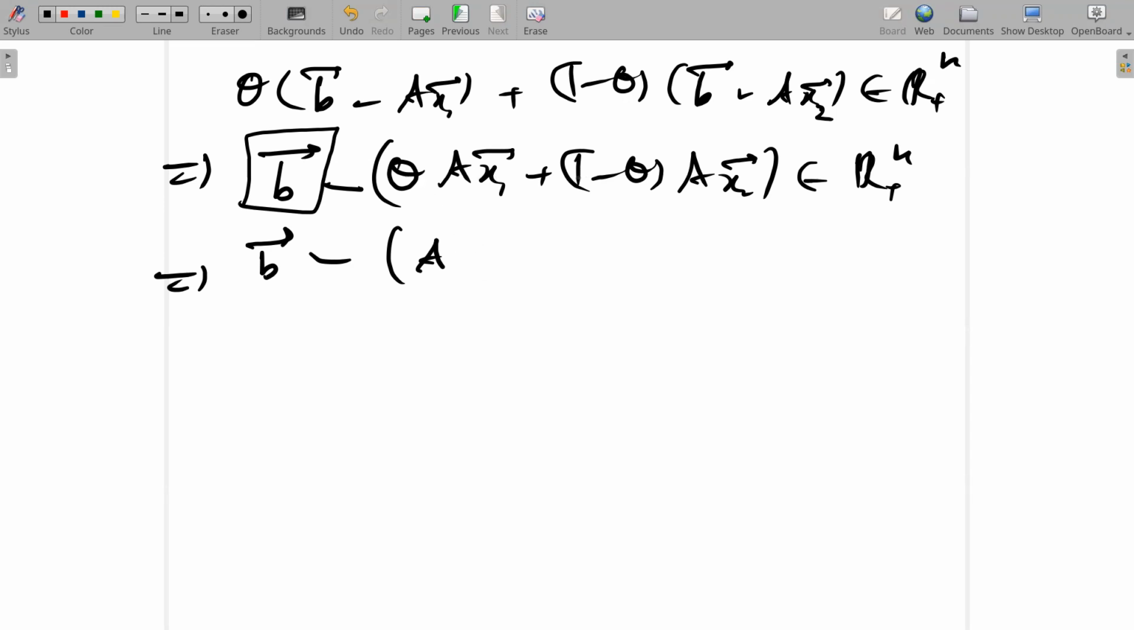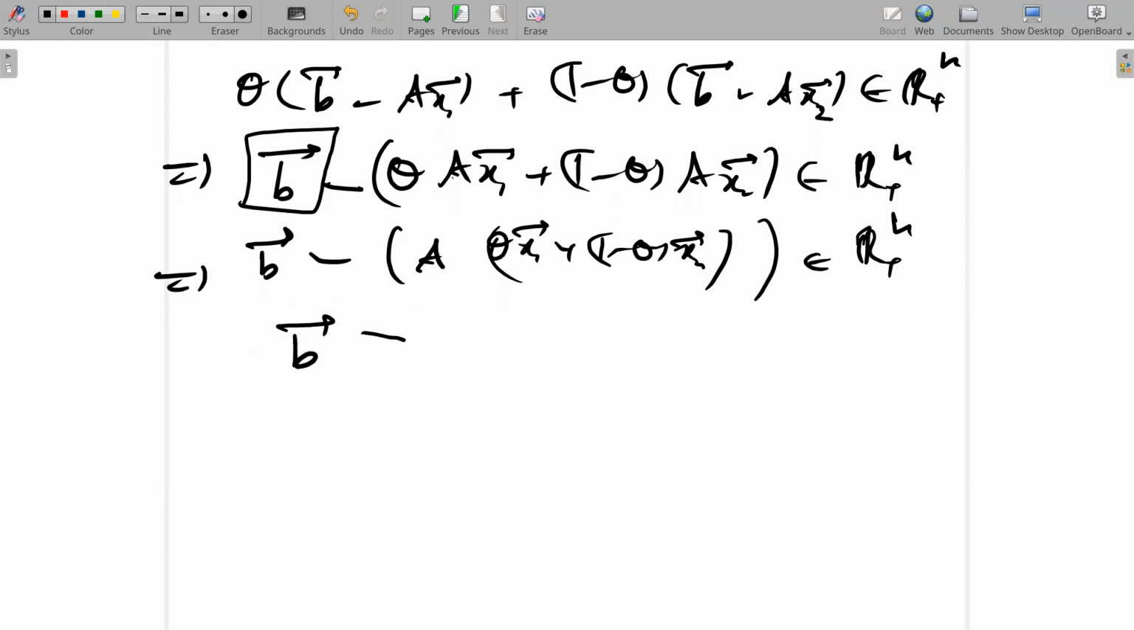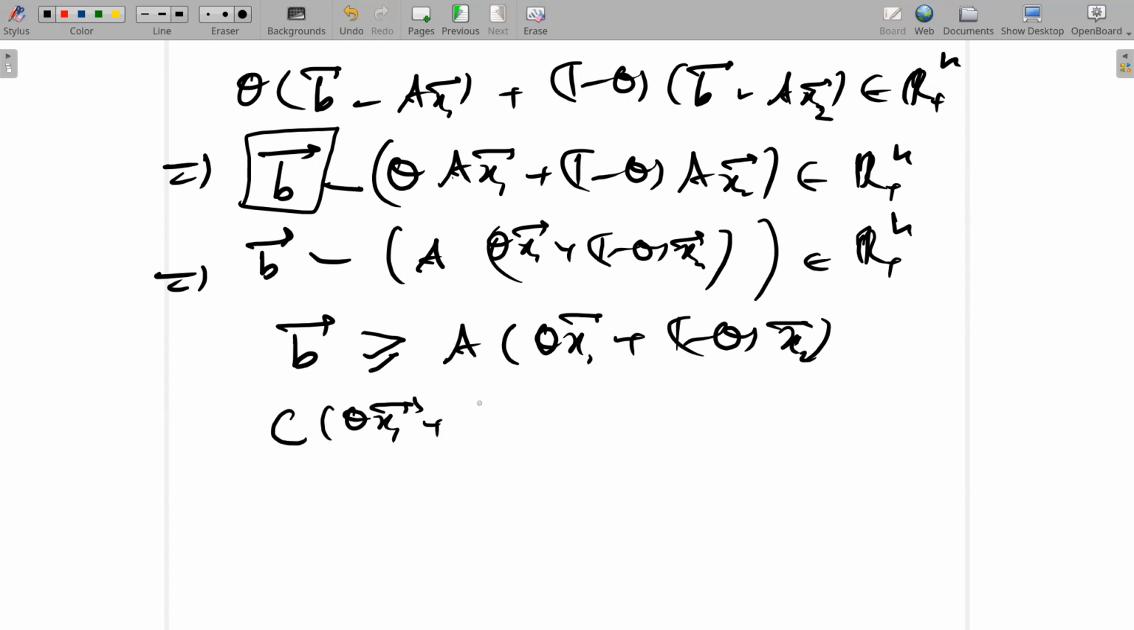So then I take the theta inside and 1 minus theta inside. So then I have this. So this is fine. We all agree, right? So I'll take the theta in here and 1 minus theta in here, and then use the fact that A(x plus y) is Ax plus Ay. So you have A(theta x1) plus A((1 minus theta) x2). It's a linear map, so I can do this. So what this tells me is that b is bigger than or equal to A(theta x1 plus (1 minus theta) x2). And similarly for Cx, you have C(theta x1 plus (1 minus theta) x2) is equal to d.